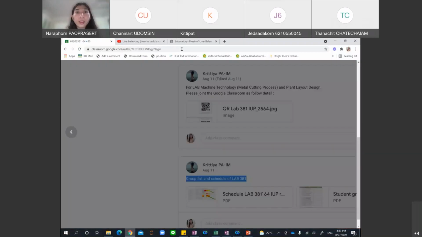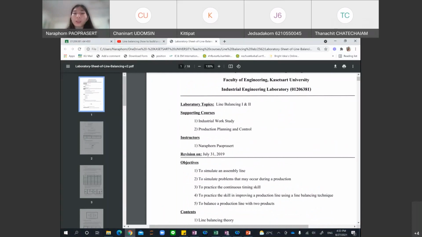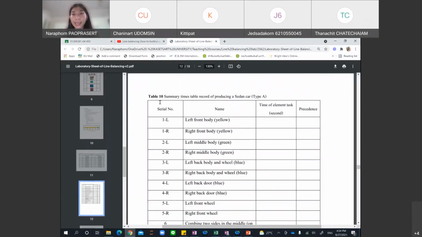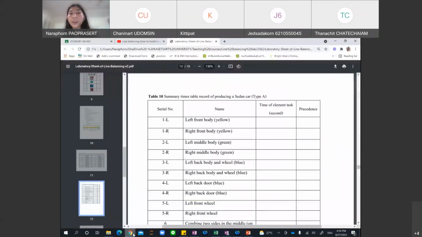Okay, this one. If you take a look at the lab sheet, I'm not going to use that much of this one because we don't really do lab here. But if you take a look at page 12 in table 10, you can see that I have already listed the tasks of making these two cars in the lab sheet. For example, 1L is for making the left front body, which I'm just going to show you in the video later on. This is the task list for the sedan car.